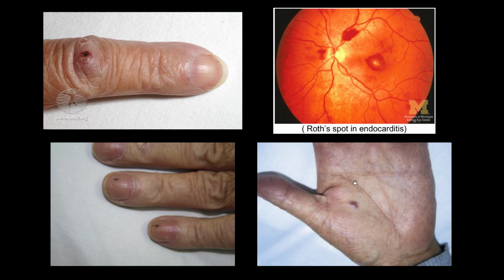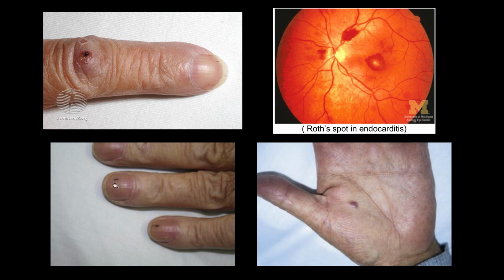Here are some peripheral features and also a central feature of endocarditis. So in the top left is an Osler's node. That looks pretty painful. So Osler's nodes hurt, and the way to remember that is that the O of Osler can also stand for the word ouch. So Osler's nodes are ouch, they hurt.